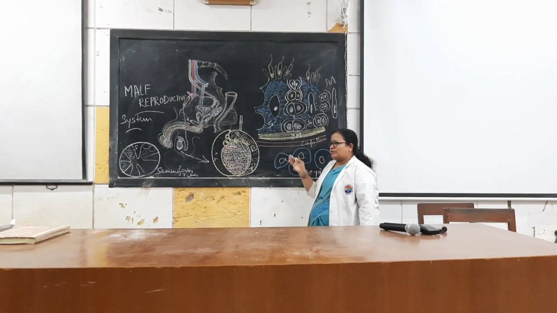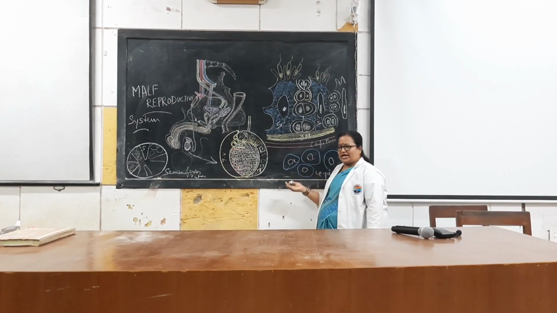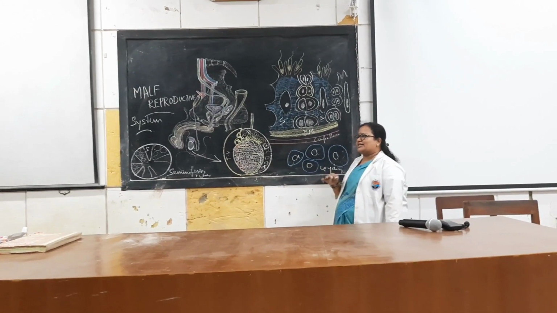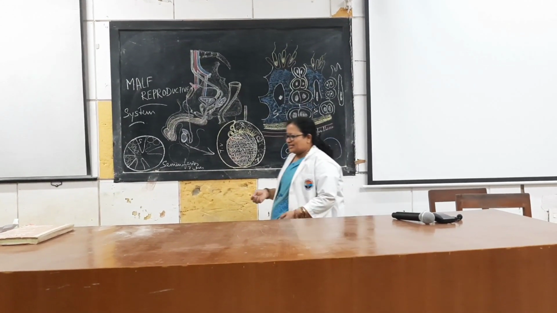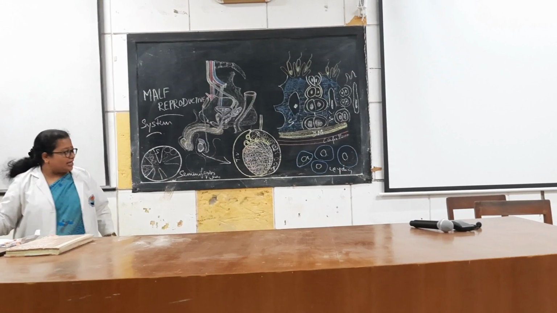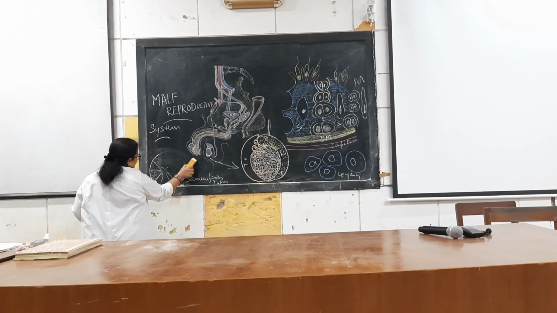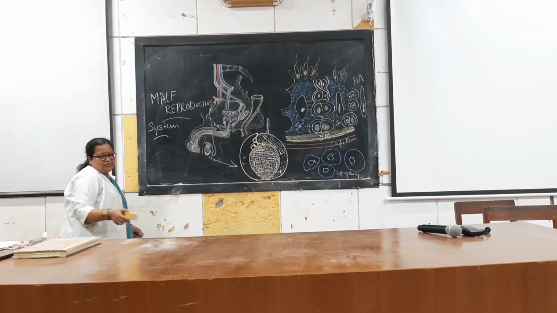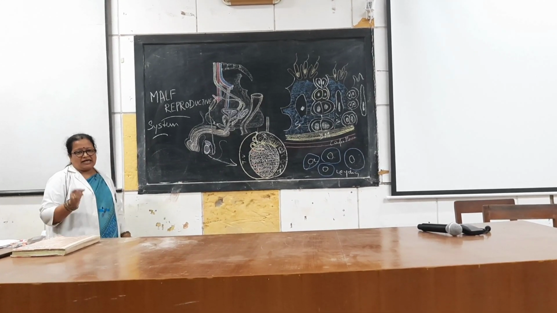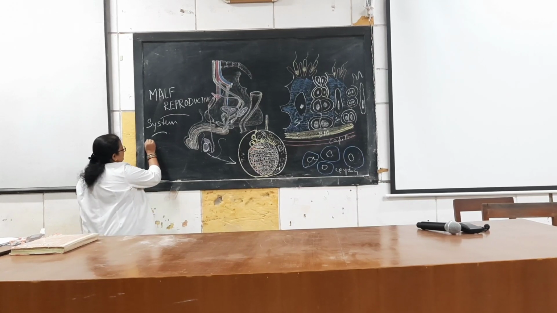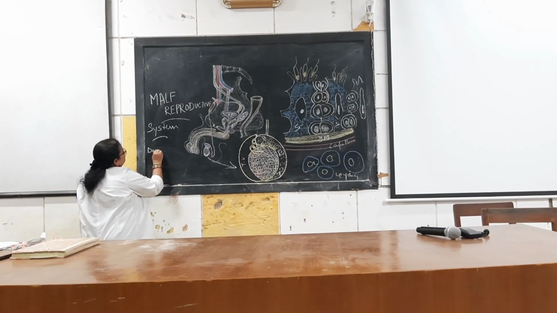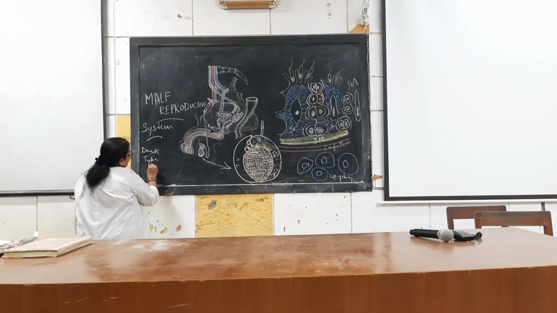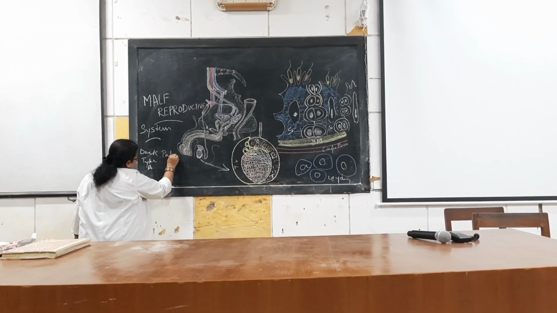And the spermatogonial cells are again of two types, that is, spermatogonial type A and type B. Then type A is again of two types: dark type A and pale type A.